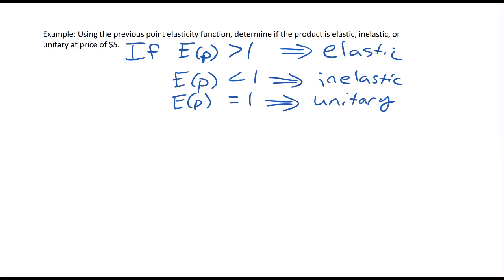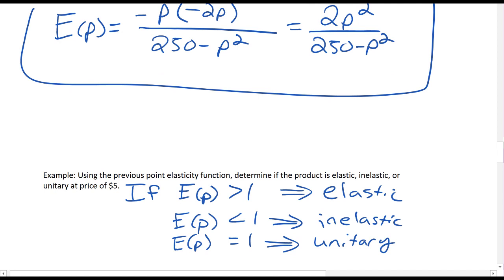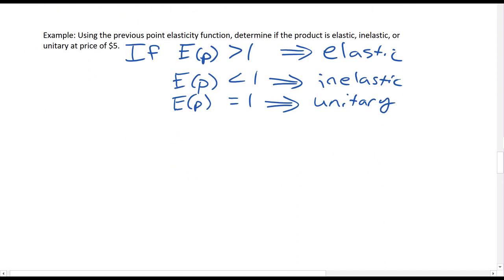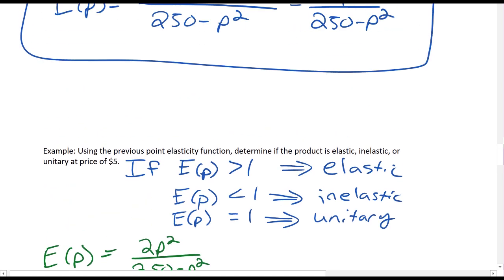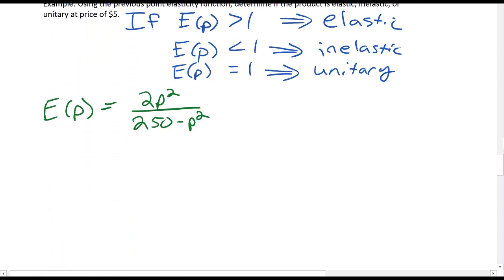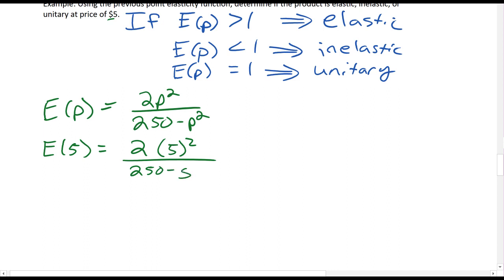Okay? All right. So here we go. I'm just going to go back and grab the previous elasticity that we calculated. If y'all recall, E of P was 2P squared over 250 minus P squared. Let me double check. Now all we have to do is calculate E of 5. They tell us to do it for a price point at 5. So E of 5 equals 2 times 5 squared over 250 minus 5 squared.